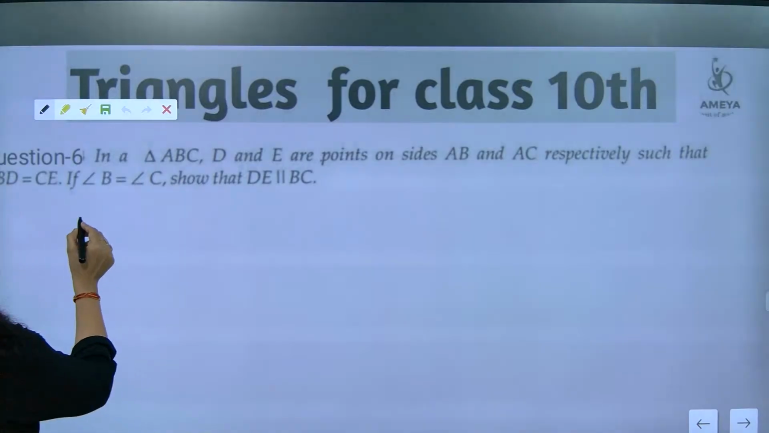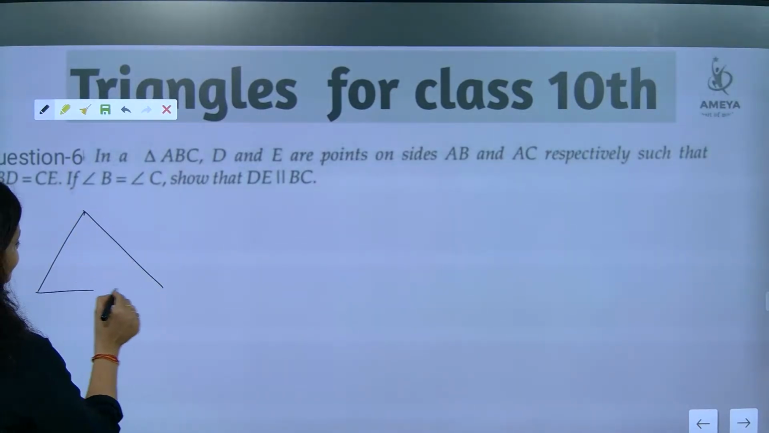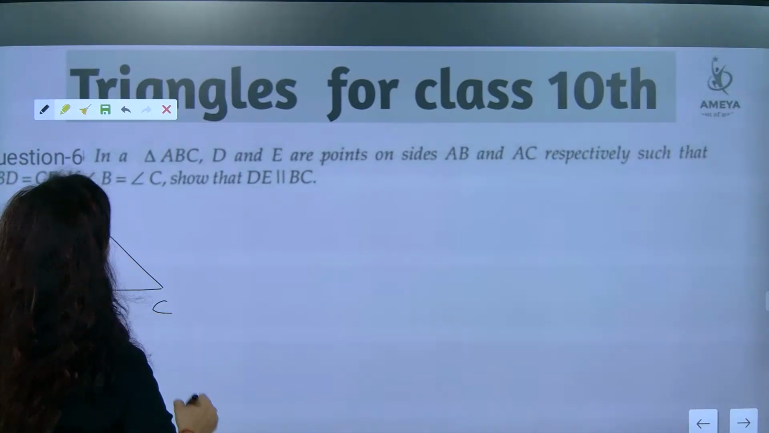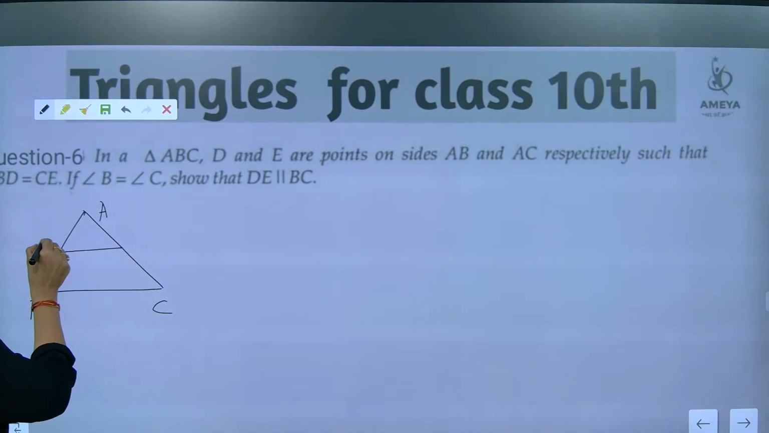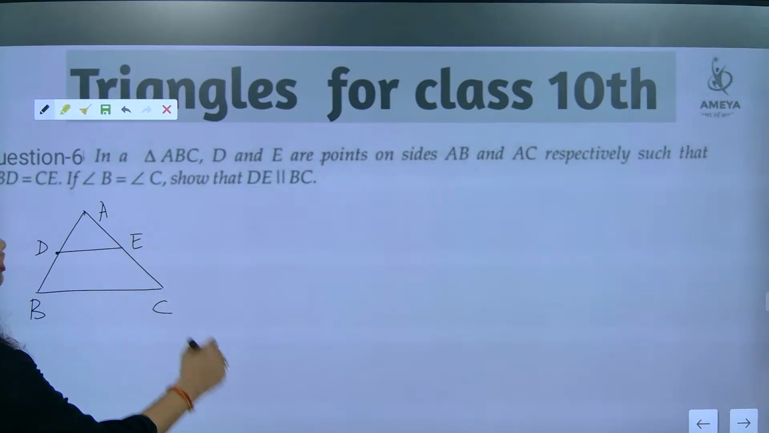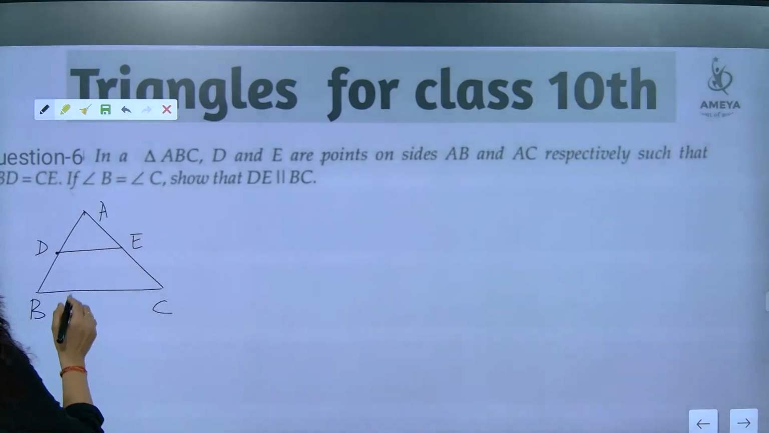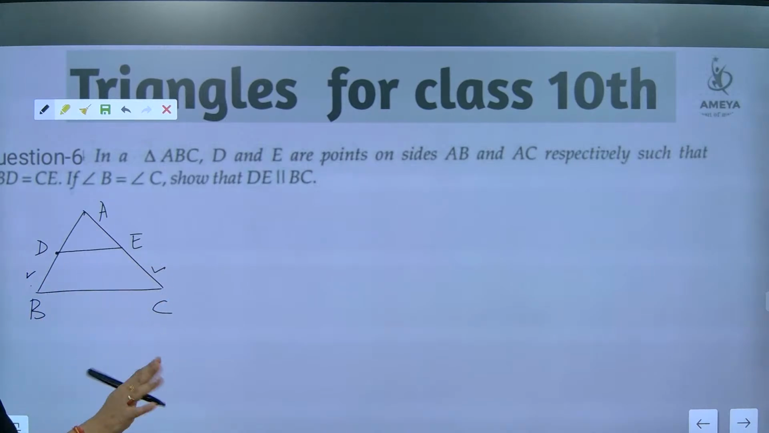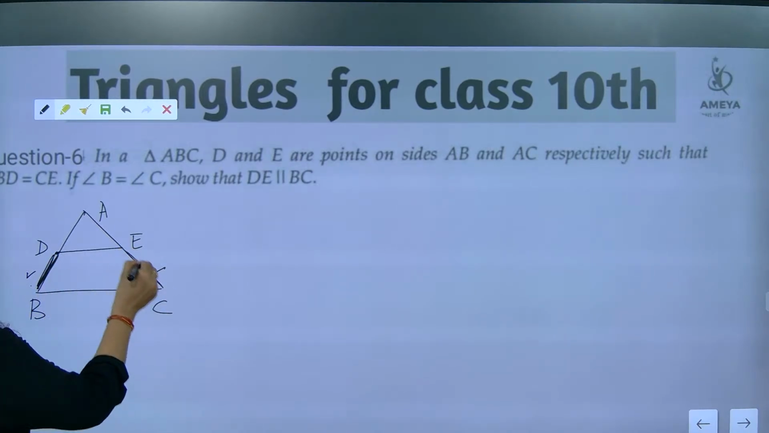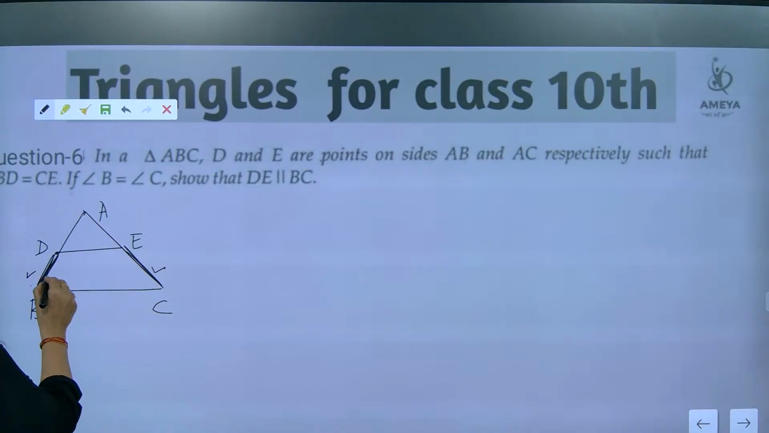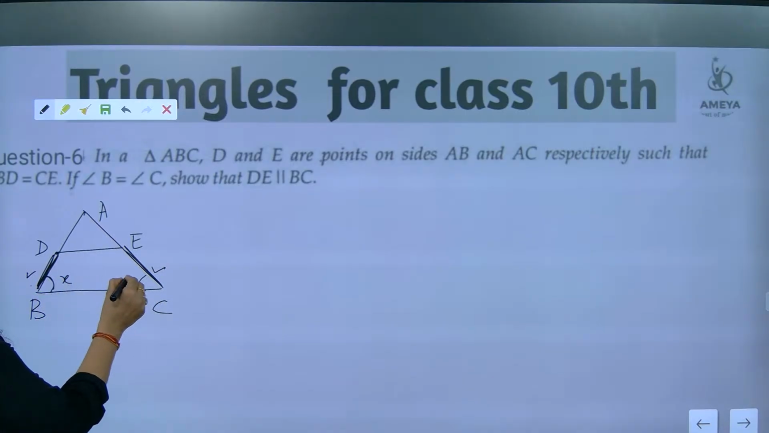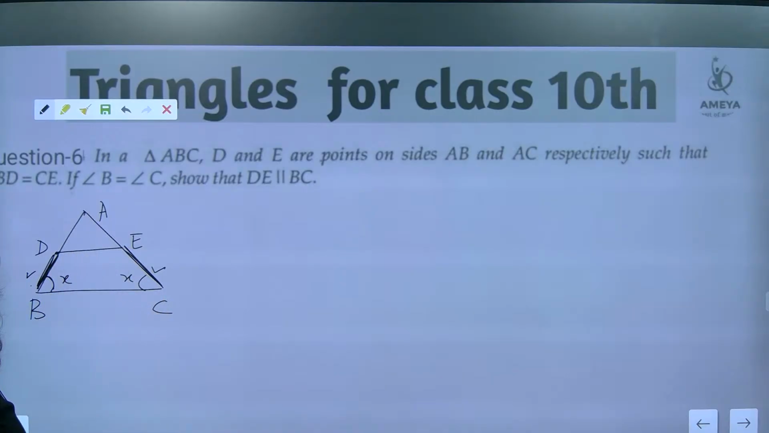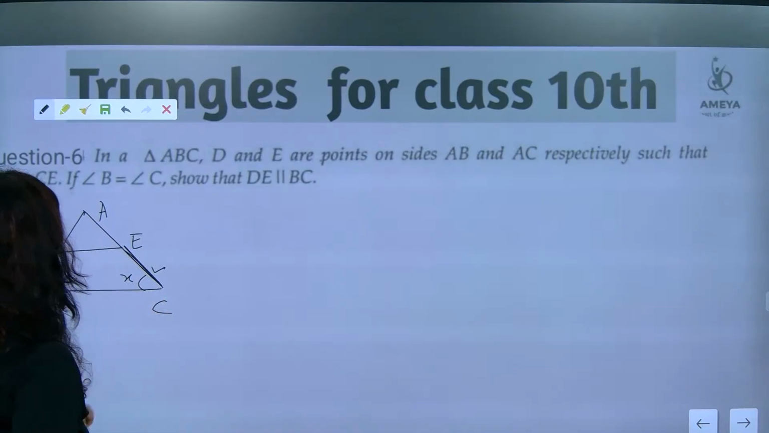Now look here. In triangle ABC, D is on side AB and E is on side AC respectively, such that BD is equal to CE. This side is equal to this side, given. Now, if angle B is equal to angle C, if this is X and this is X, you need to show that DE is parallel to BC.